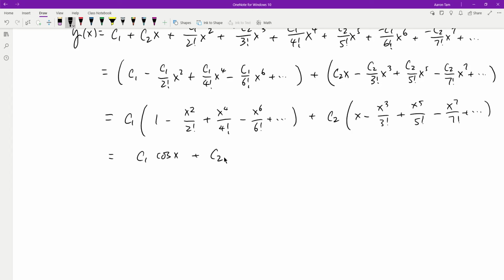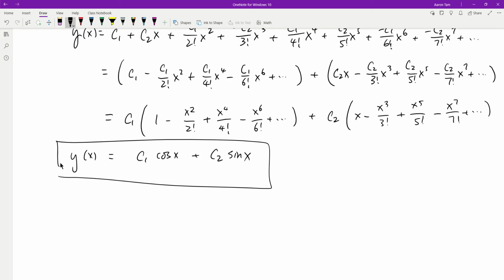And this one where I say x minus x to the third over 3 factorial, plus x to the fifth over 5 factorial, and minus x to the 7 over 7 factorial, and so on, that is actually the sine series. So therefore, y of x did come out to be just equal to c1 cosine x plus c2 sine x.